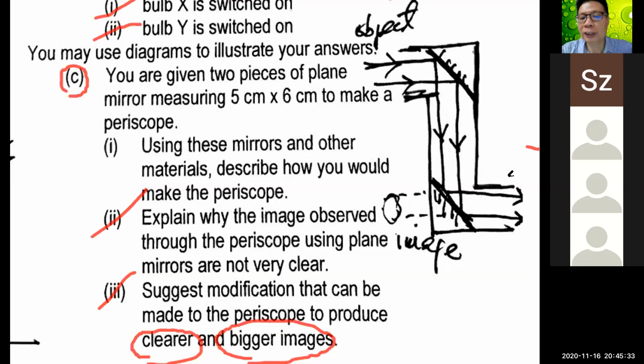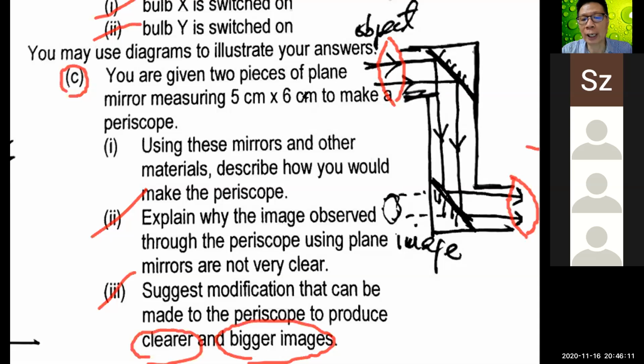Okay, next one, suggestion is to make the image bigger, okay? You want bigger image, right? So what you do is, you put one convex lens here, another convex lens you put here. Put two pieces of convex lens. The lens will help to magnify the image. In fact, this lens can focus more light come in. More light come in, definitely it becomes brighter, right?